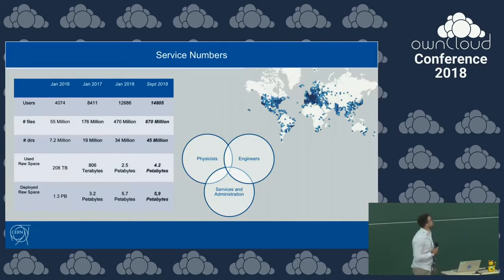Just to give you some overview of the numbers of the service, currently we have almost 15,000 users registered in the system. We have around 670 million files on the server, and about the data volume, we have around 4 petabytes of data stored. Our users are coming from different backgrounds, so we have physicists, engineers, and people from services and administration. And our users are also very distributed. As you can see in the map, we have people working at CERN, and working from different places across the globe.